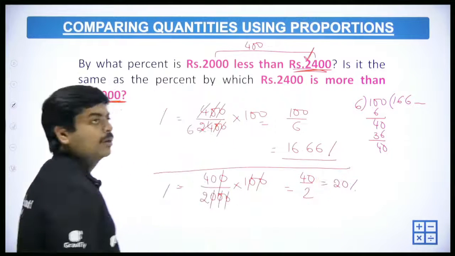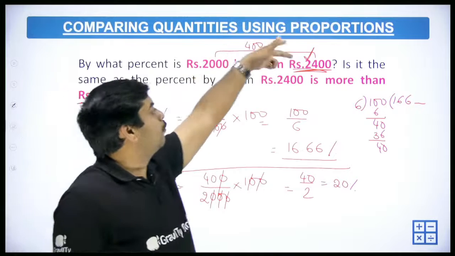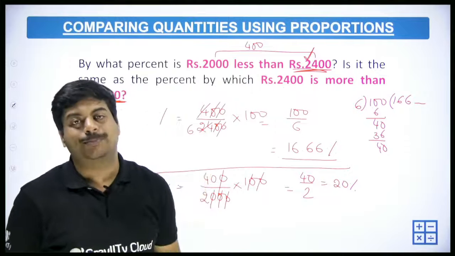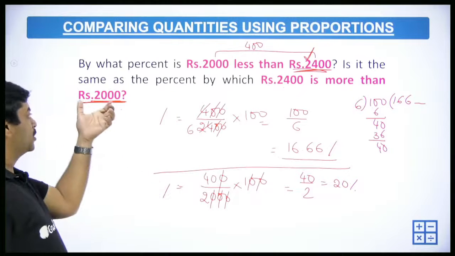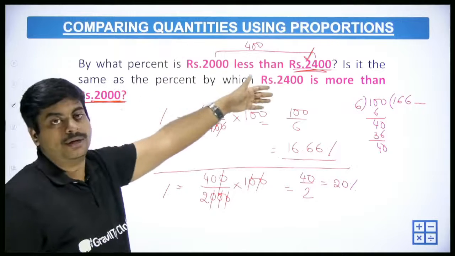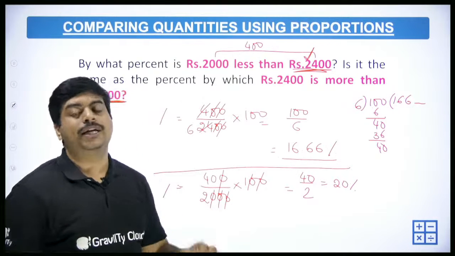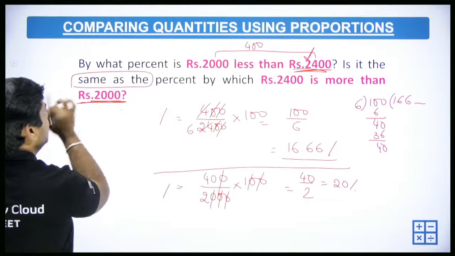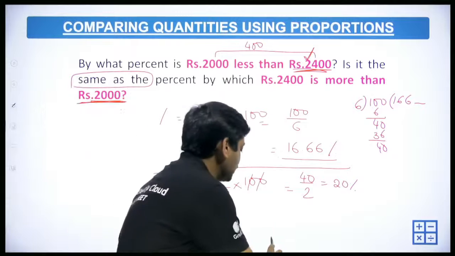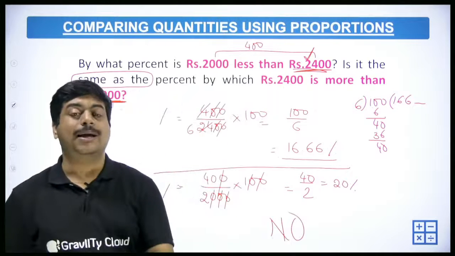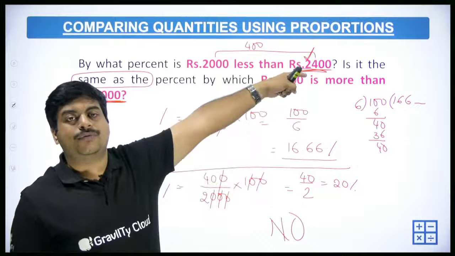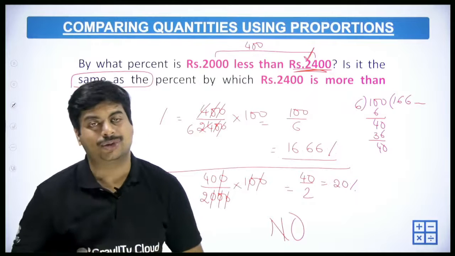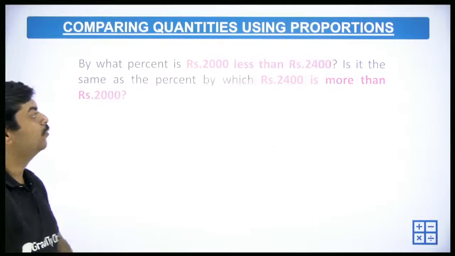So once again, see here. From 2000 to 2400, when we take 2400 as the base, we got a change of 16.66 percent. But when the base is 2000 and we go to 2400, the shift is 20%. So is it the same? I say no. The answer is no, these two are not the same because the comparison quantity is different. In the first case it is 2400, in the second case it is 2000. So these are two different things and we got two different ratios. Understand?